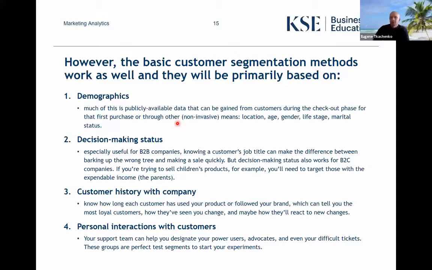This is useful, and this is probably the data we will usually be capturing. We will have it immediately, because when the person submits his or her order information, it's usually about location, gender, and occasionally marital status. But location and gender is probably something you will have immediately.